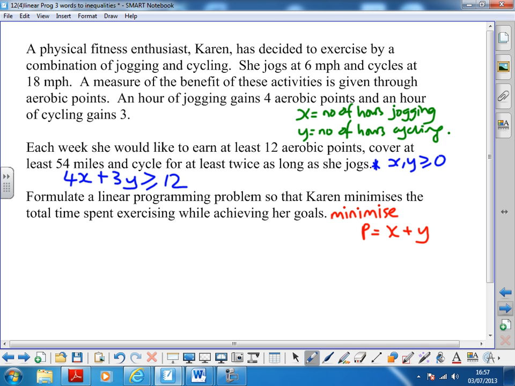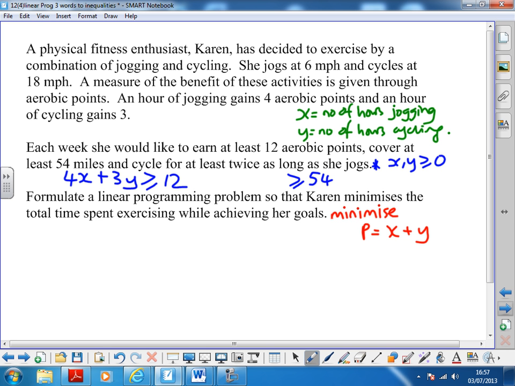And then, oh my goodness, she wants to cover at least 54 miles. But she can do that either by jogging or cycling. So at least 54 miles. Why are we doing the miles? If she does an hour's jogging, how far... No, this is obvious, isn't it?